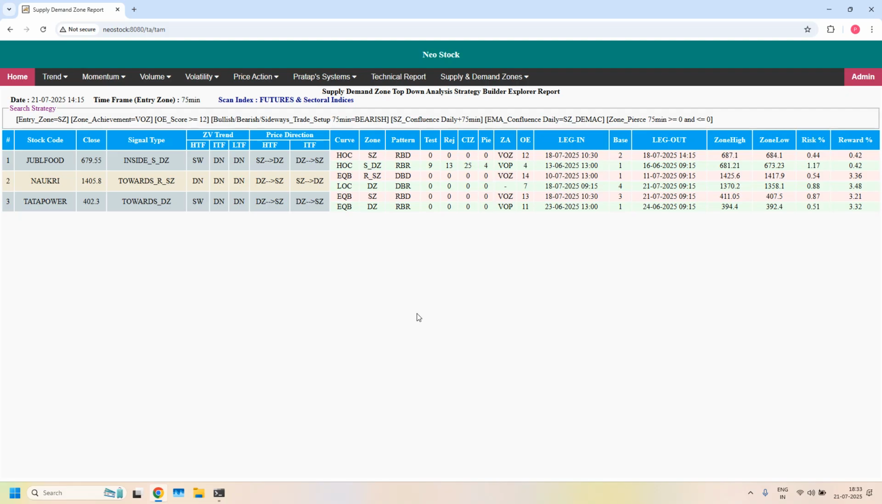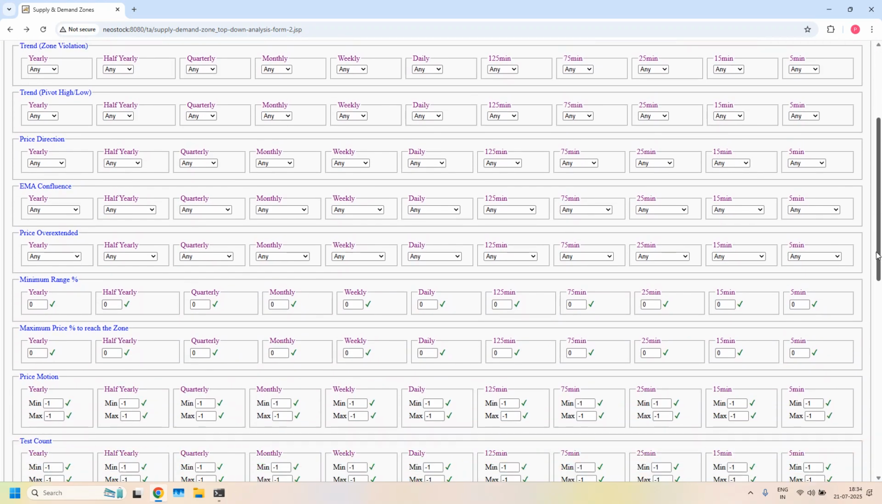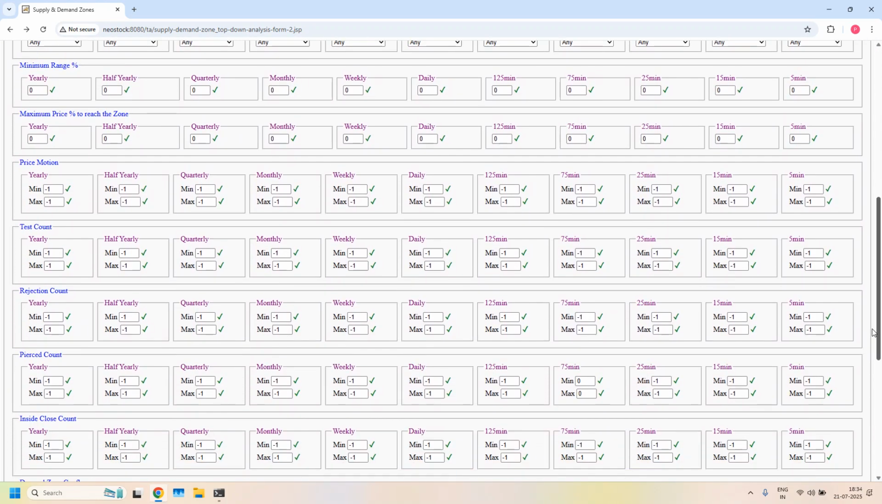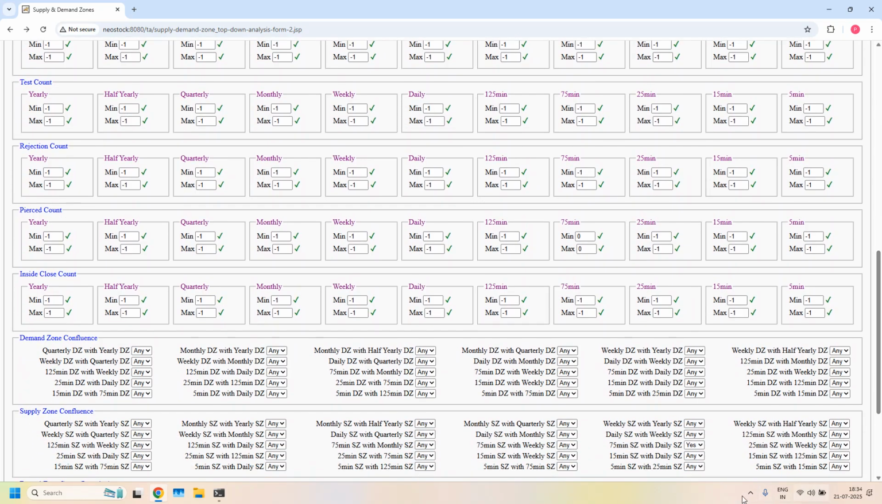Okay, next let us look into LTF, ITF and HTF supply zone confluence supported stocks. That is 75 minutes, daily and weekly supply zone confluence supported stocks. I am removing this EMA filter because it is ITF specific. Now we should focus on HTF. So first we will focus on the supply zone confluence for all the 3 time frames. So 3 filters we have to set.